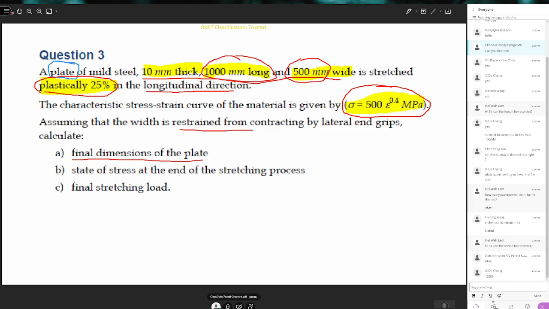So the stretch is by 25% and it is plastically. Width is restrained. So the initial width is, okay, how much it is given? 500 mm, sorry. So the units are in mm. So the initial width is 500 mm.